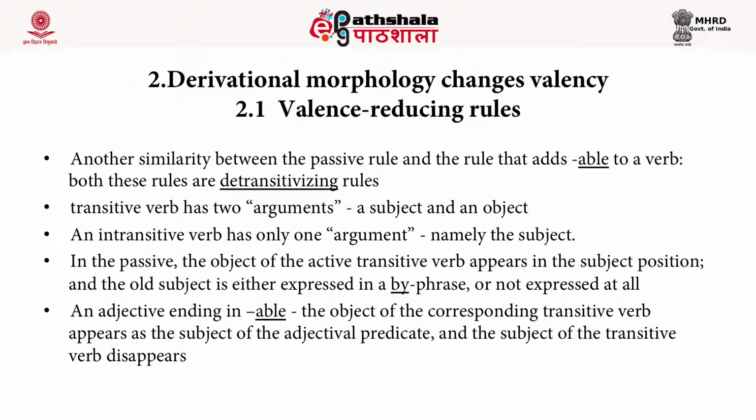In the passive, the object of the active verb appears in the subject position of the passive verb, and the old subject is either elided or expressed by a by-phrase. In an adjective ending in -able, the object of the corresponding transitive verb appears as the subject of the adjectival predicate, and the subject of the transitive verb disappears in this construction.